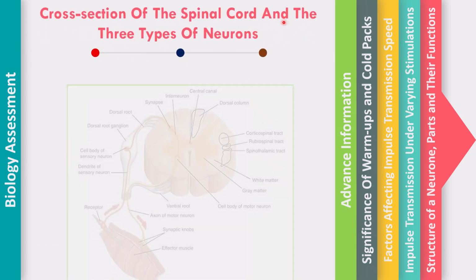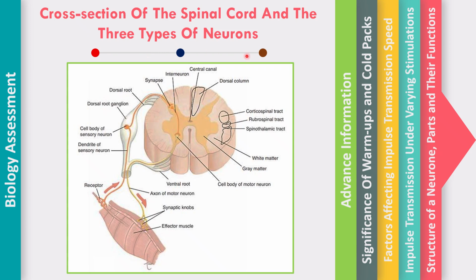Cross-section of the spinal cord and the three types of neuron. So we are looking at the cross-section. Here we are going to have our sensory neuron. The sensory neuron comes and connects synapses with the relay neuron. Then the relay neuron synapses with the motor neuron, which brings back the messages to the effector, which is the muscle.